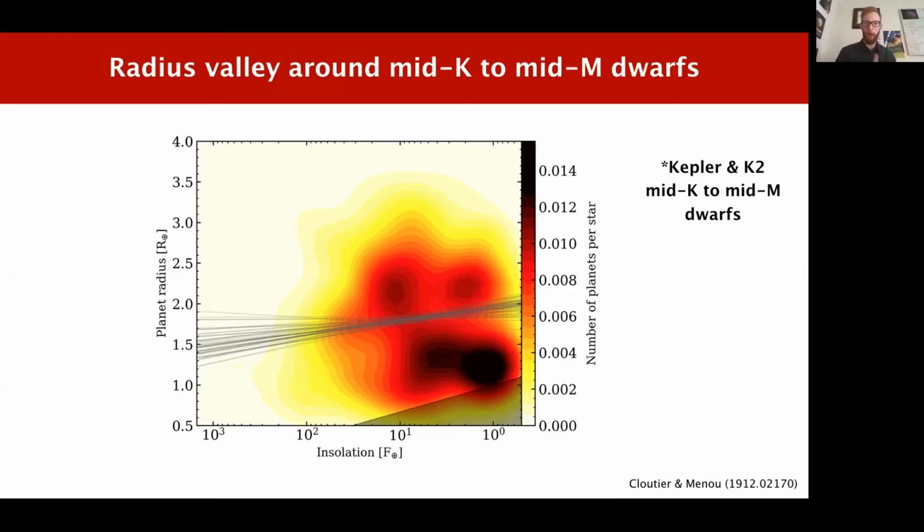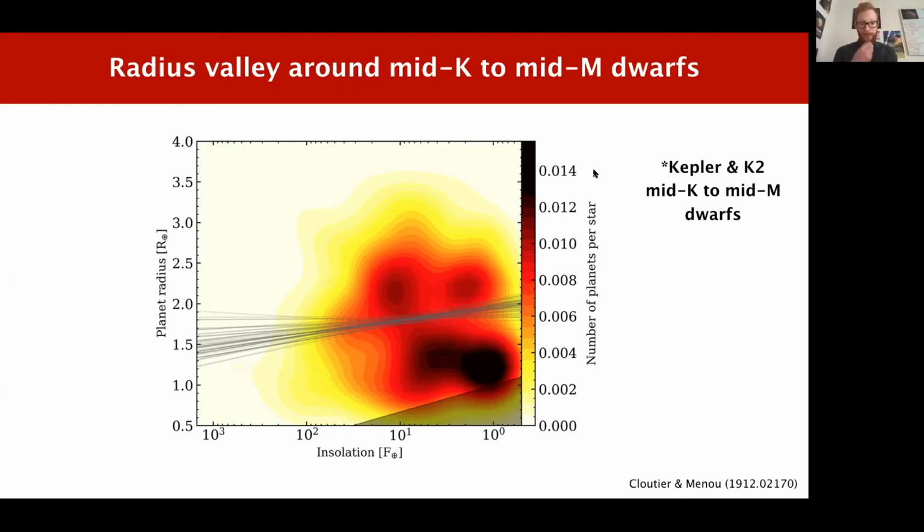So the occurrence rate of close-in planets orbiting mid-K to mid-M dwarfs in Kepler and K2. Once again, I hope that you can convince yourself that we're seeing the radius valley feature again here in this radius-insolation space. So there's this peak of the small rocky planets down here. And then as you move up, there's this sort of second peak, or maybe you see two peaks, but they basically have the same radius at about 2.2 Earth radii. So that's the bimodal peaks in the one-dimensional radius distribution.